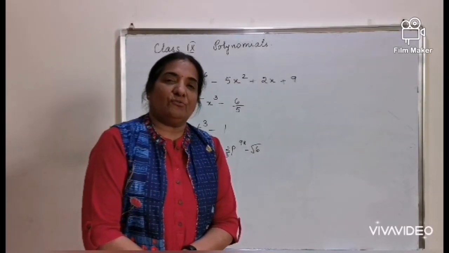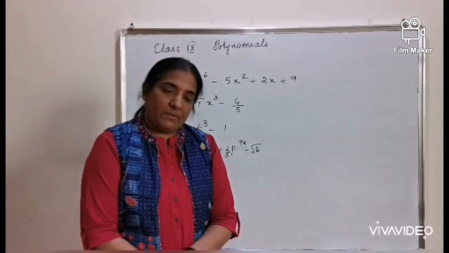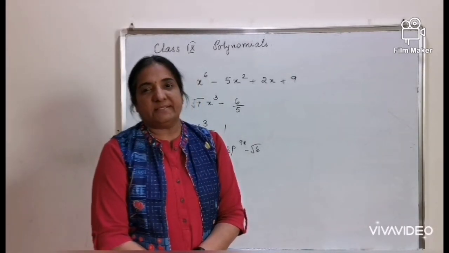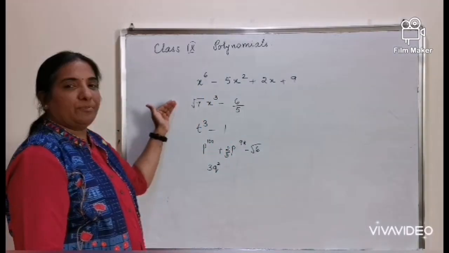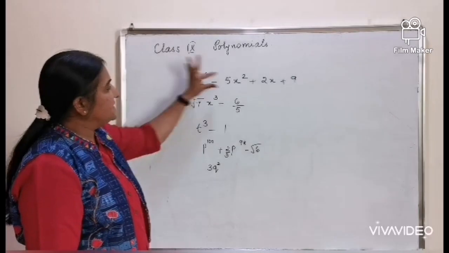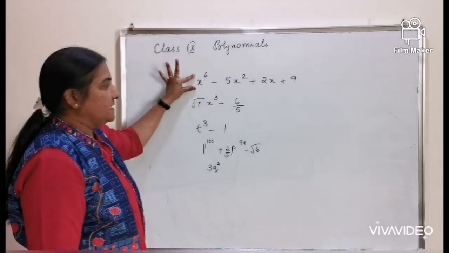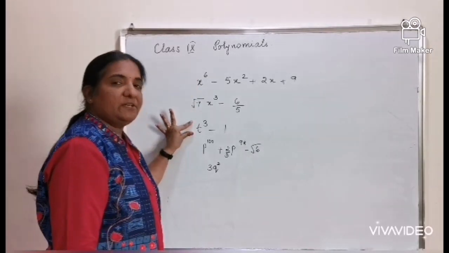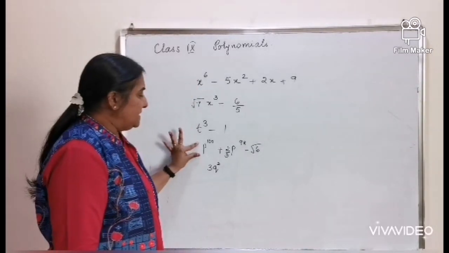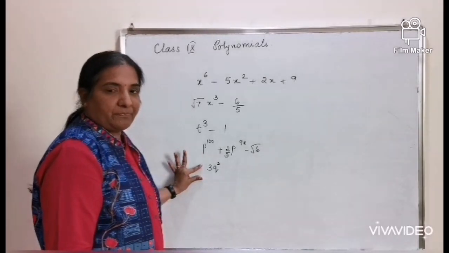Take the examples of these expressions written here. What is the speciality you find? You find that all these expressions are made up of only a single variable: this expression is in variable x, this expression is in variable t, this is in p, and this is in variable q.